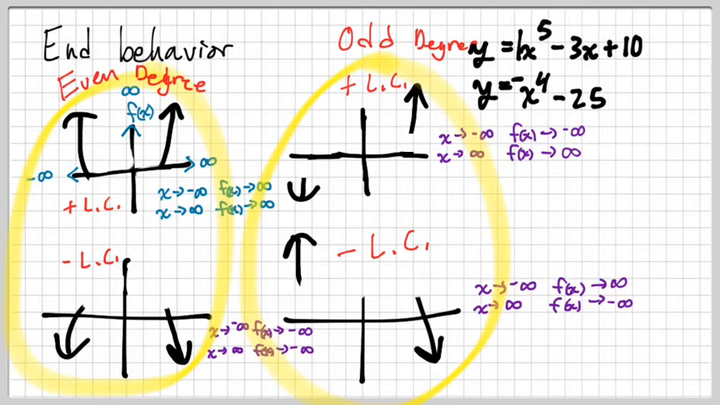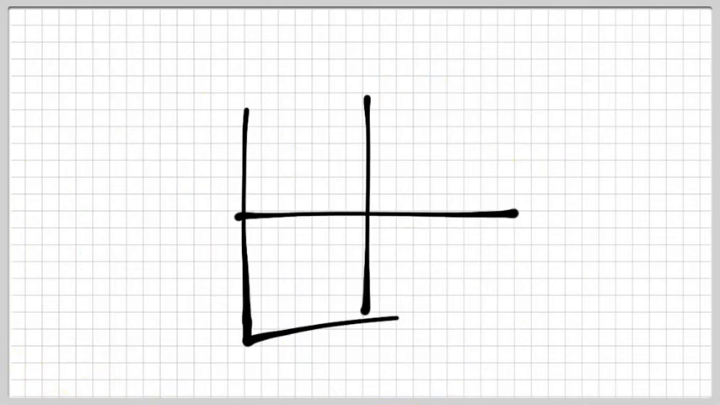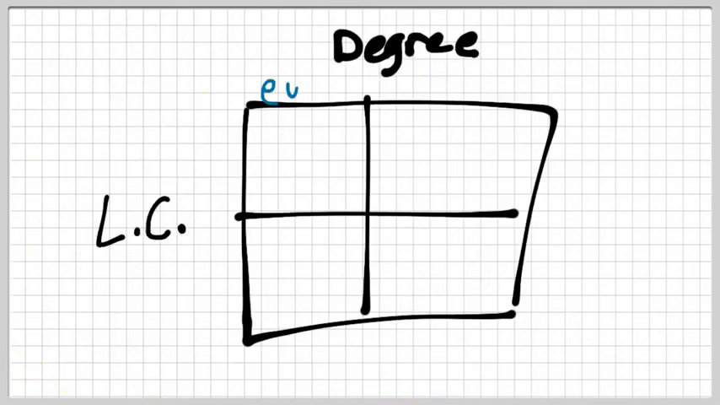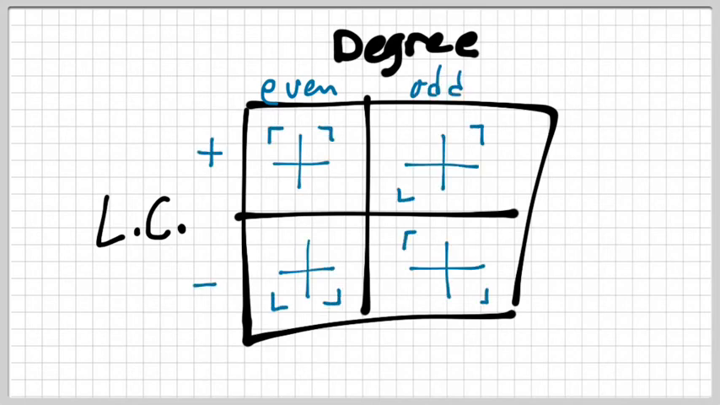So I have a cute little chart to give you guys. So here's our cute little chart here. I got my degree, my leading coefficient, even, odd, and all the end behaviors that I put up here. So degree is either even or odd. Okay, even is these two end behaviors, and the odd would be one of these. If your leading coefficient is positive, then it's going to be one of these two graphs. If your leading coefficient is negative, then it's going to be one of these two graphs.